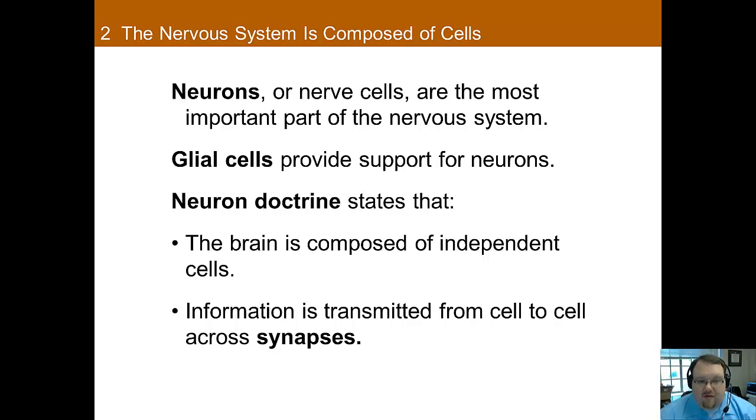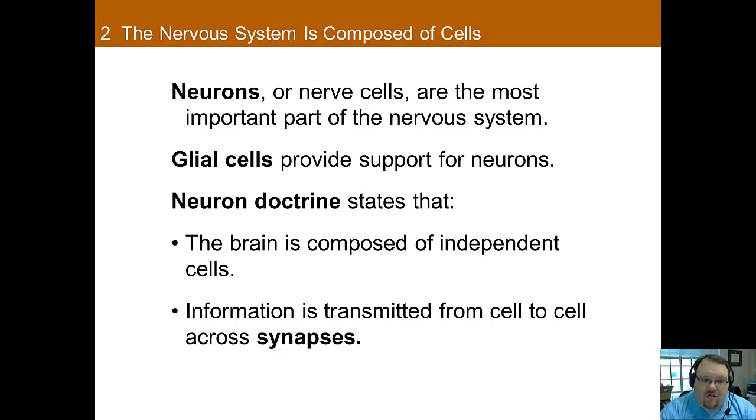So neurons, also known as nerve cells, are the most important part of the nervous system because they're the basic units of the nervous system. Each one includes a cell body, like any other cell, but they also have some things that are specific to neurons. They have receptive extensions called dendrites, a transmitting extension called an axon, and there are a ton of them. It's estimated that there are between 100 and 150 billion neurons in the brain and the nervous system. So there are tons and tons of neurons.